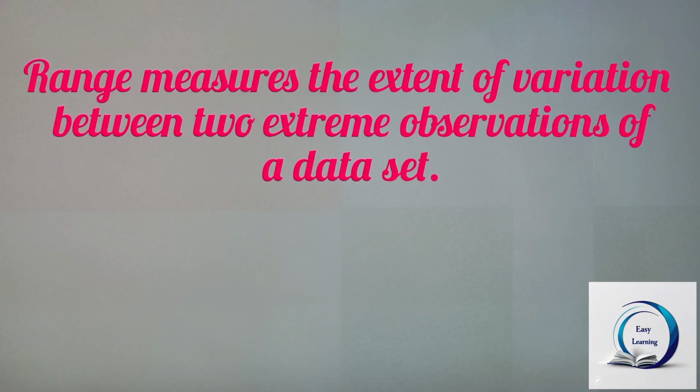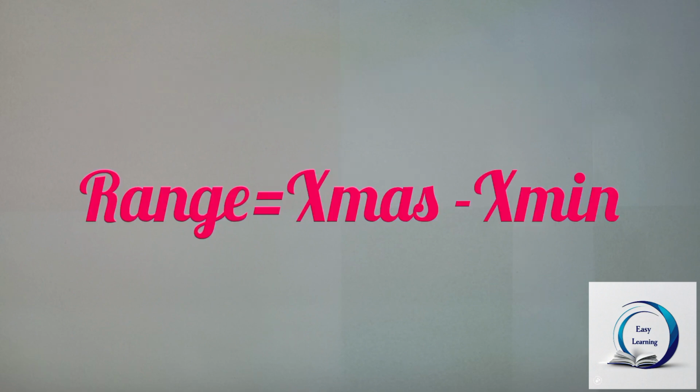So let's start with the range. Range is the first measure of dispersion. It is the easiest way to calculate the dispersion of a data. Range measures the extent of variation between the two extreme observations of a data set. It is given by the formula range equals x maximum minus x minimum.